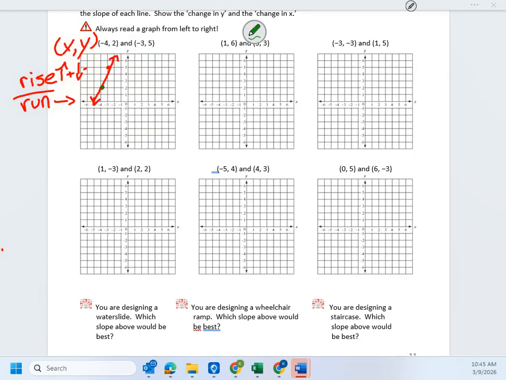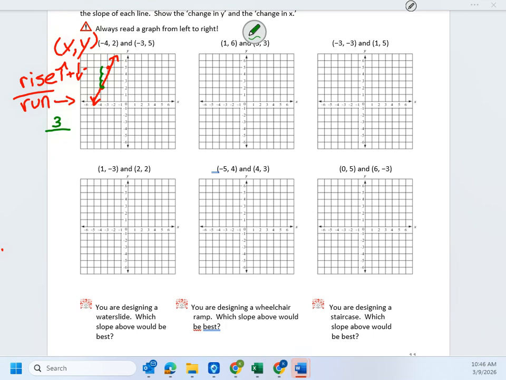And we have to say, okay, our rise, how many up am I going to go to get to my next point? Clara? 3. I go up 1, 2, 3. So my top number is a 3.